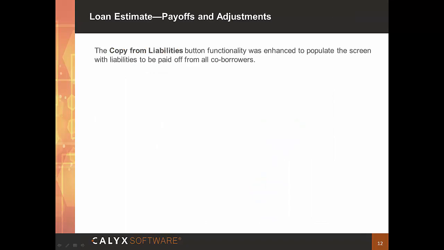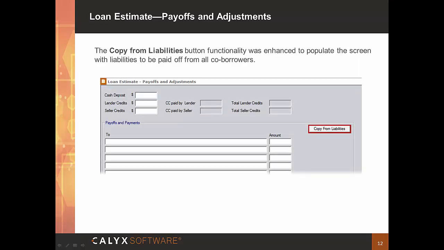The copy from liabilities button is one that we've been being asked for. This was enhanced to populate the screen with liabilities to be paid off from all co-borrowers. When you click the copy from button, it will copy liabilities from all borrowers, including co-borrowers 1, 2, 3, 4, and 5. Previously, if you opened one and copied, it would erase the others. We fixed this by copying all payoffs from all borrower applications when clicking the copy button.